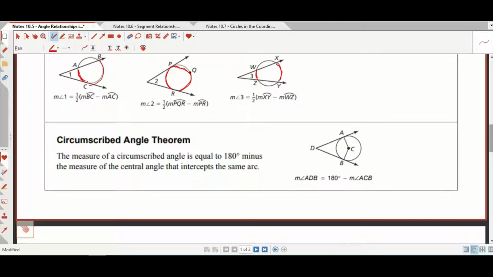Circumscribed angle theorem. The measure of a circumscribed angle is equal to 180 degrees minus the measure of the central angle that intercepts the same arc. That is, ADB, this, is equal to ACB, this. Take that away from 180 degrees. That is, these two angles, angle D that we made, and then the central angle, are supplementary.